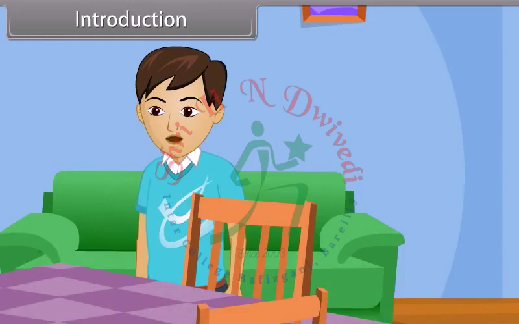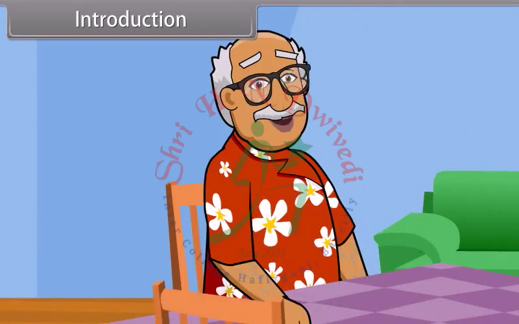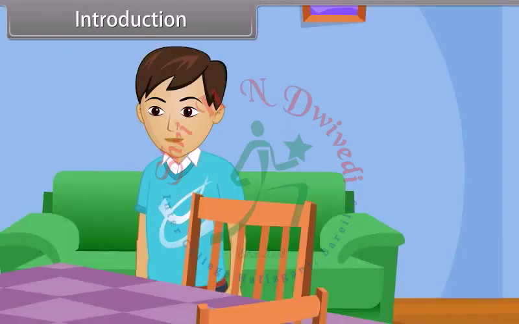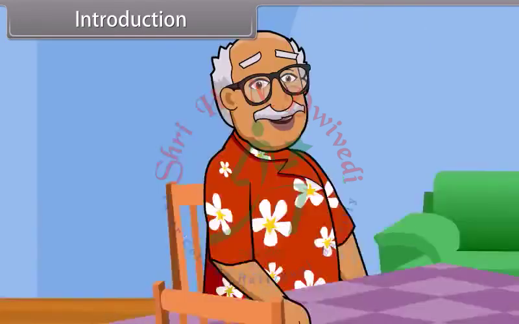I'm good, Grandpa. I want to ask you something. Sure, ask me. How do the specs help you to see clearly? Actually, in the specs, the lenses are fitted with correct measurements. And with the help of them, I can see this beautiful world. Can you tell me more of it? Sure. Come with me. I'll tell you more about lenses in our new chapter, Ray Optics and Optical Instruments.